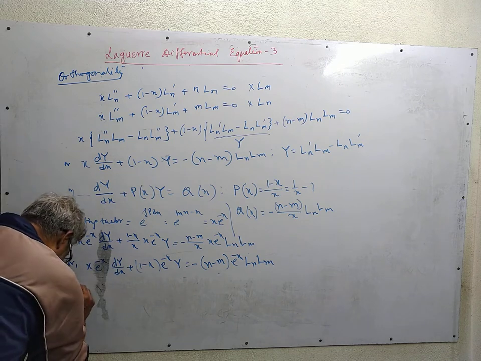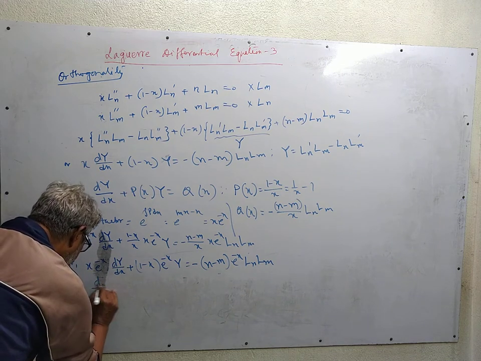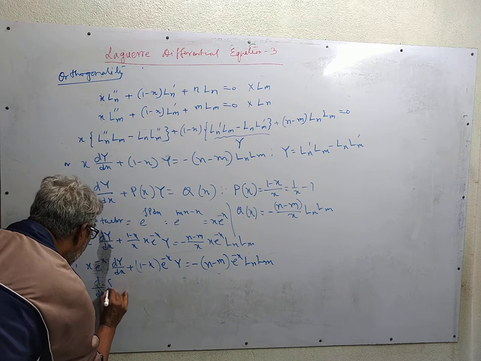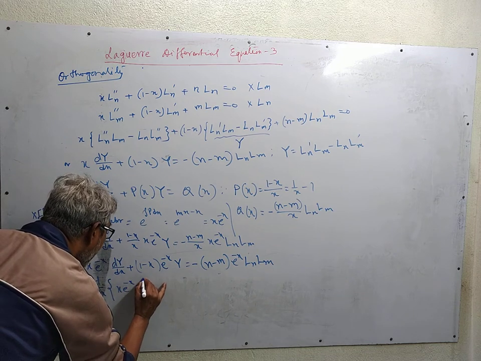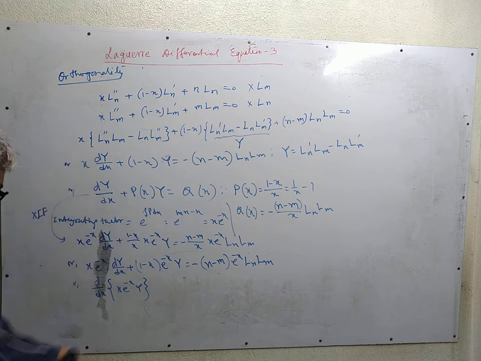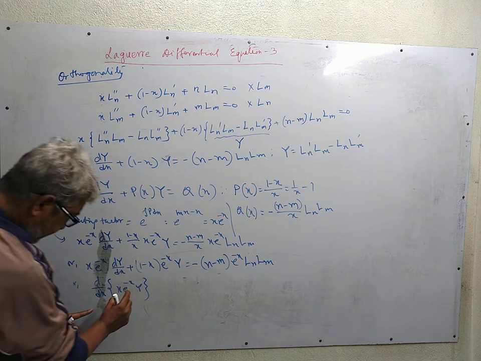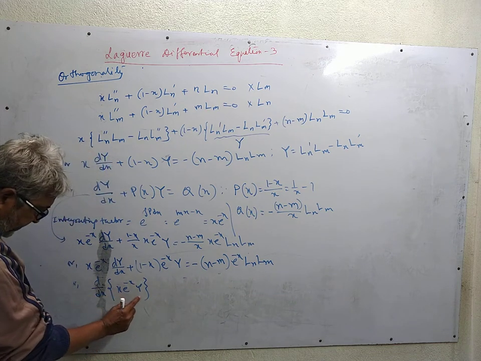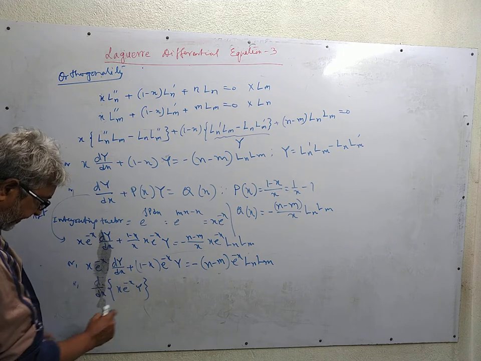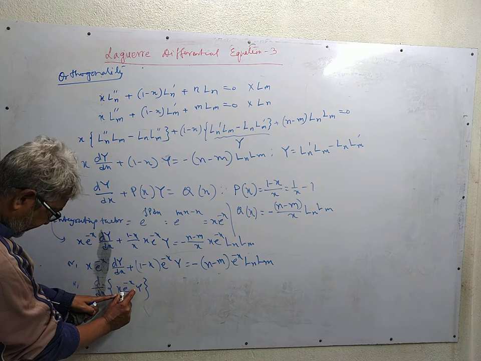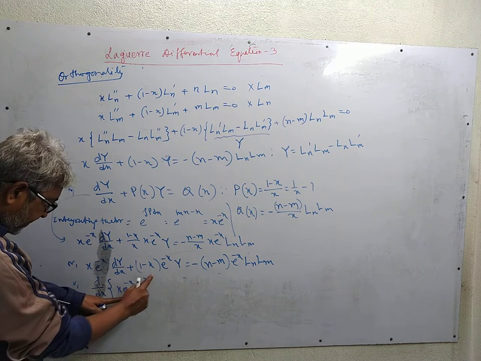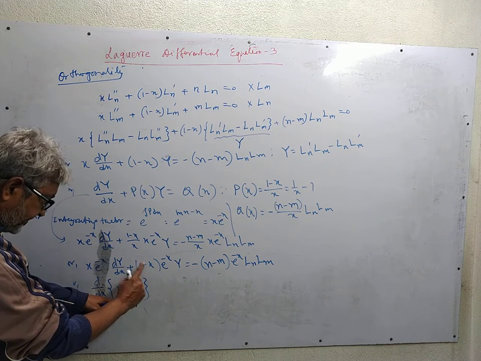We can write this as d dx of x e to the power minus x times Y. Because when we keep this part fixed and differentiate this, we get this term, and if we keep this term fixed and differentiate this, the first term is 1 and the second term is minus x.